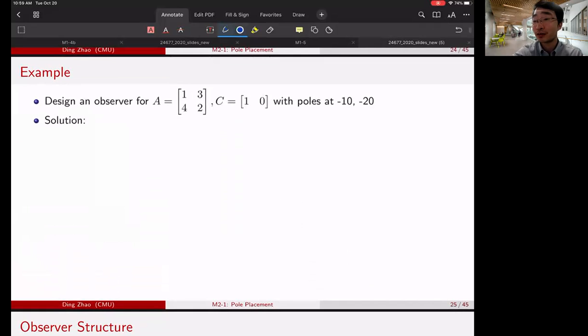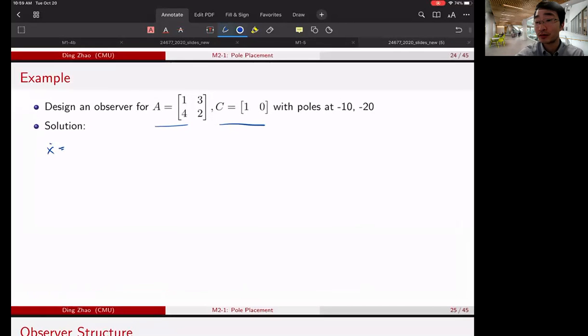Basically we have a design observer for A and C. Our original system will be X dot equals A X, and Y equals C X. B doesn't matter because B doesn't show up, and D also doesn't matter because those all cancel out. So this is our system.